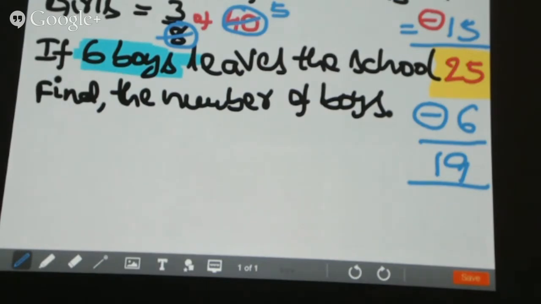I repeat, there are 40 students, 3/8 of them are girls, means 3/8 of 40. You can divide 40 by 8, so 8 fives are 40. Now you multiply, you get 3 fives are 15. Now, there are 15 girls, there are 25 boys. Out of 40, 15 are girls, 25 are boys. Now, 6 boys left the school. Then how many are left? There are 19 boys. Okay?